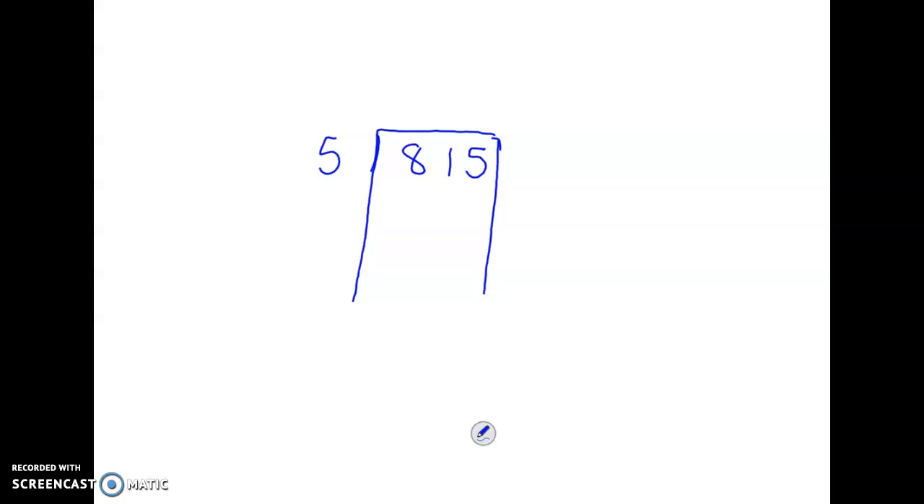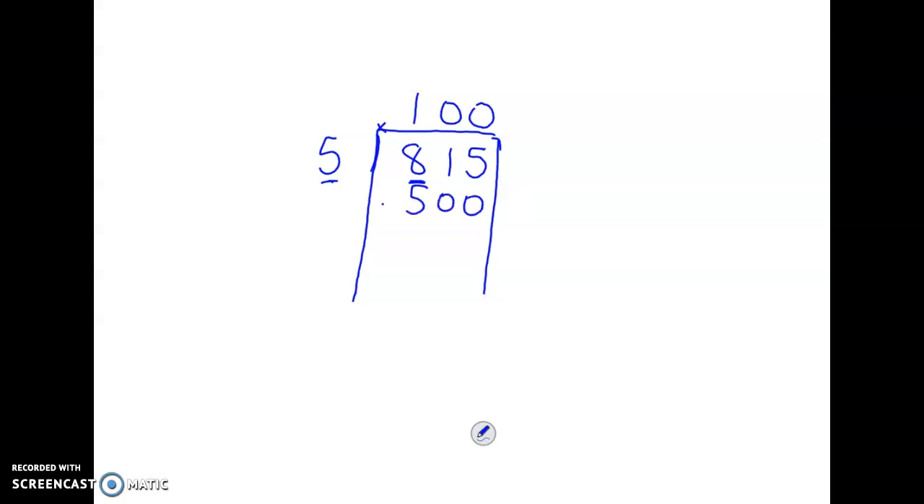So I'm going to say to myself, can I get a group of 5 out of this 815? Or can I get a group of 5 out of just the 8? And the answer is yes. It's not going to go exactly, but I know that I can get one group of 5 out of the 8. So I'm going to put my 1 up here, and then I'm going to put zeros behind this. So I'm dividing by the hundreds. Now I'm going to take 100 fives out of there, and I'm going to multiply 100 times 5. That would be 500.